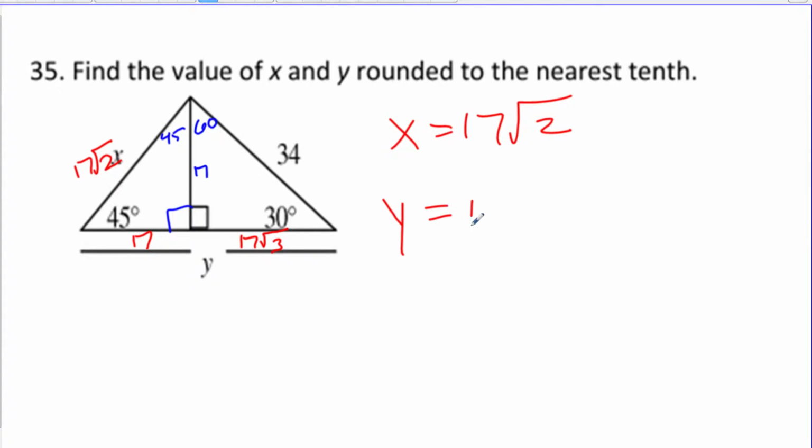And y is equal to 17 plus 17 times the square root of 3, right? These two little segments. So I'm not going to type these ones in the calculator just to save some time. It did ask to the nearest tenth, so make sure you go to your calculator and do 17 times the square root of 2. And you also do 17 plus 17 times the square root of 3 and get those values. That's what you'd be expected to find.